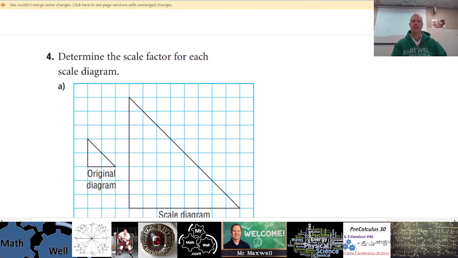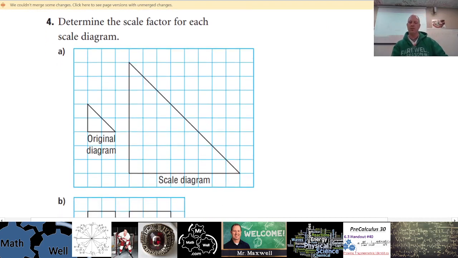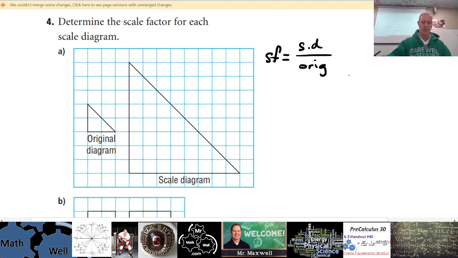Let's do 4A. It says determine the scale factor for each diagram. Okay. So this is a question I don't know if we've done exactly like this in our examples. So let's see if we can figure it out. Here's the original. Here's the scale diagram. Obviously, the scale diagram is larger than the original, so this is an enlargement. We should expect the scale factor to be greater than 1, right? And how we find scale factor, remember, is the scale diagram length over the original, always. The original is always on the bottom.